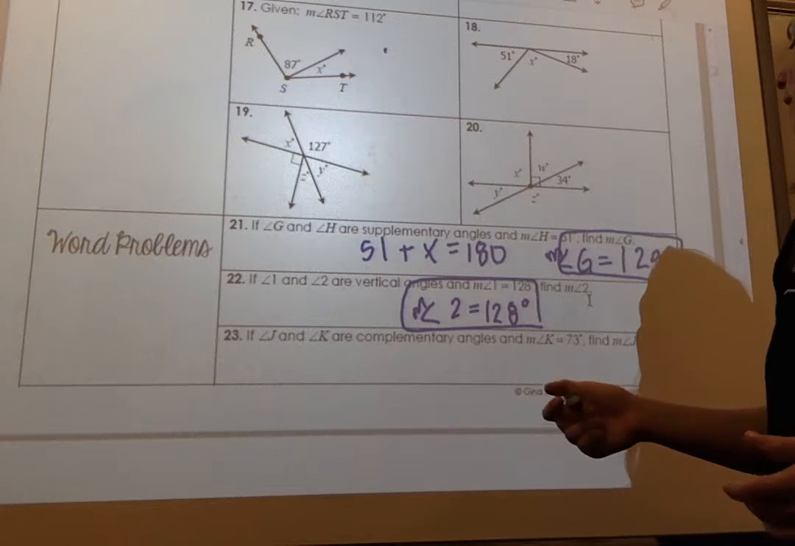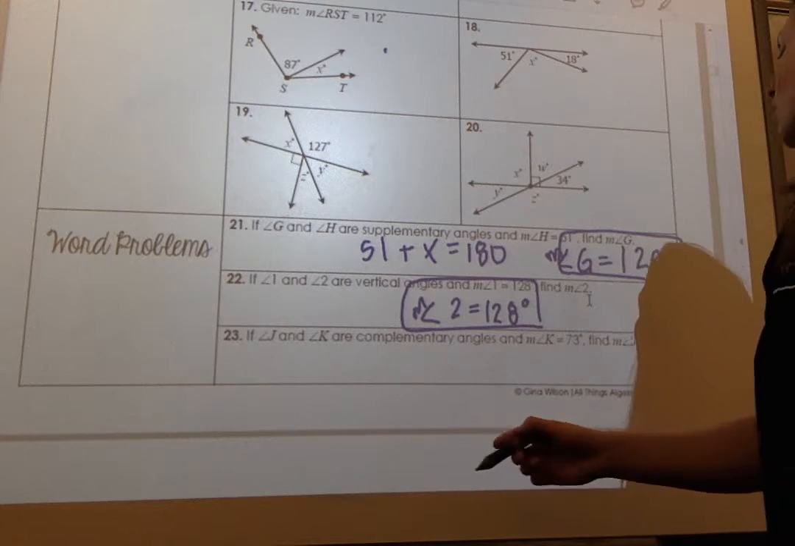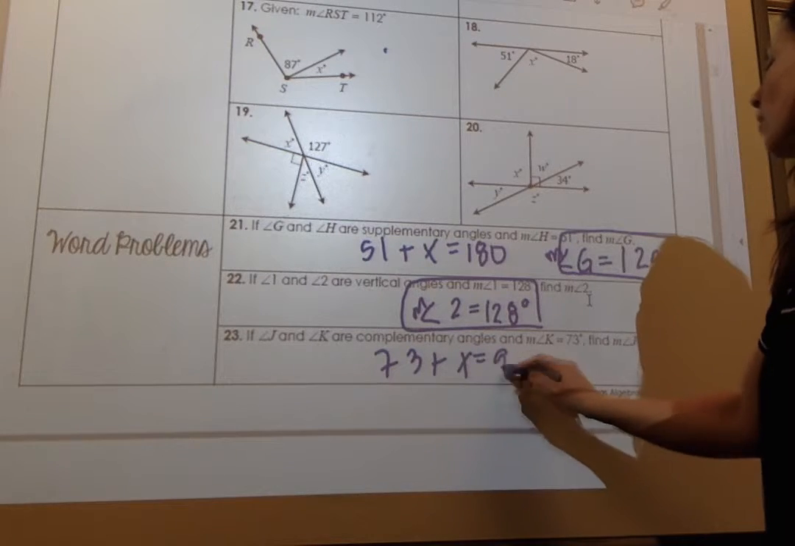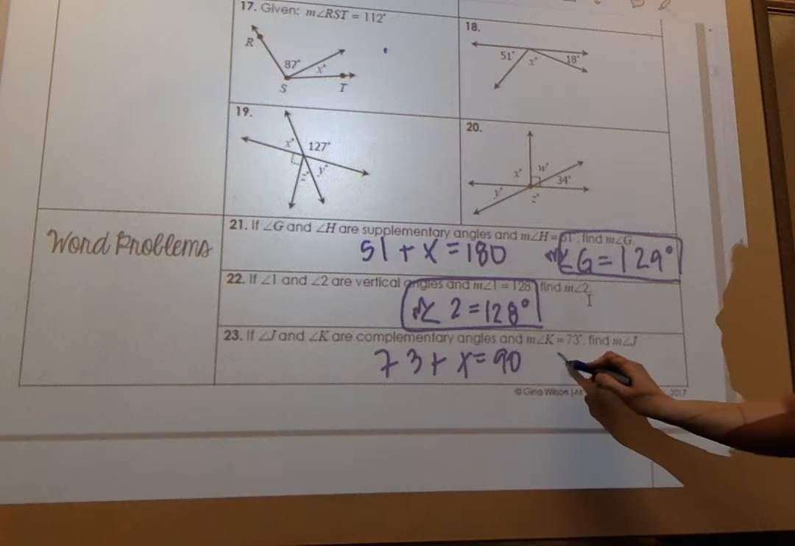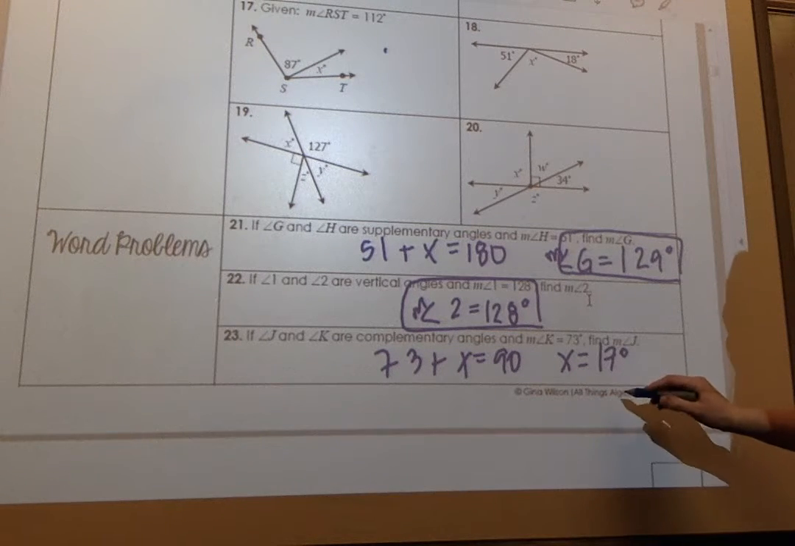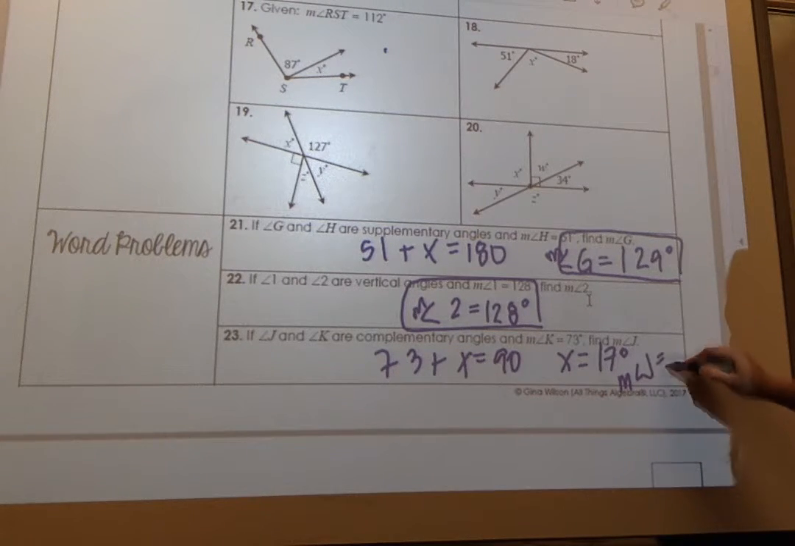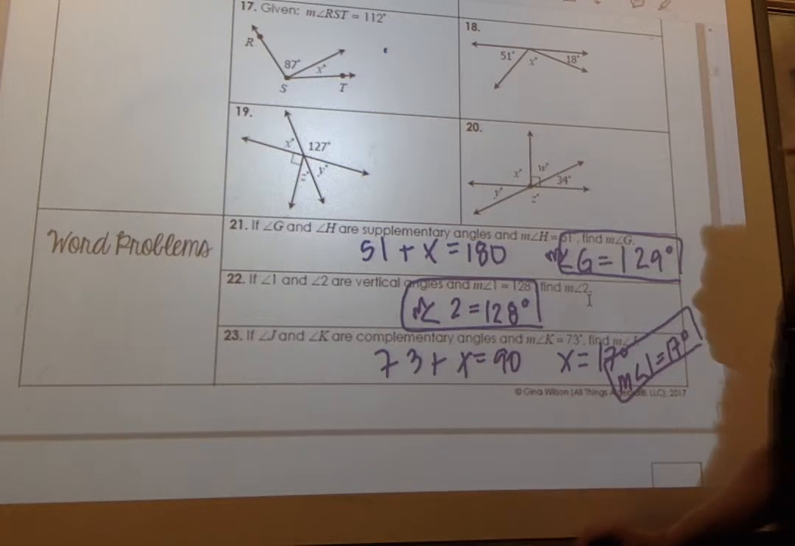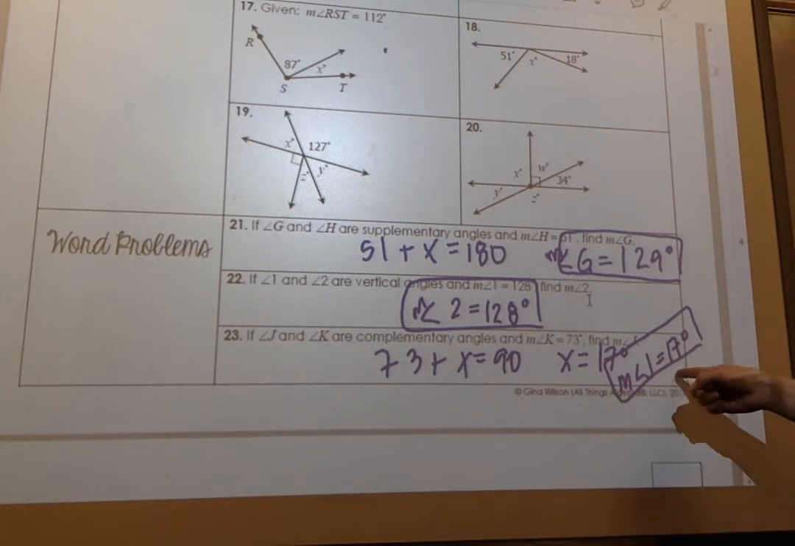Okay, so 23, J and K are complementary. So if angle K is 73 degrees, what is angle J? Well, complementary angles equal 90, so x is then going to equal 17 degrees. So I will say the measurement of angle J equals 17 degrees. So notice how I'm answering those questions. Not with x, but the measurement of angle J.